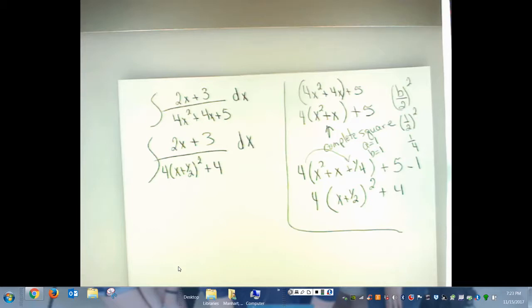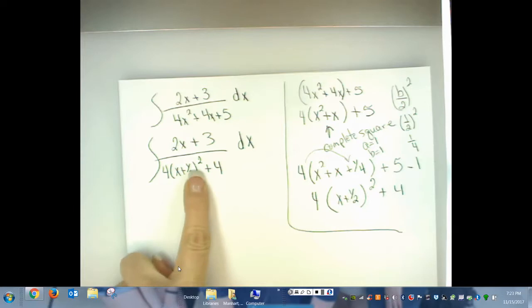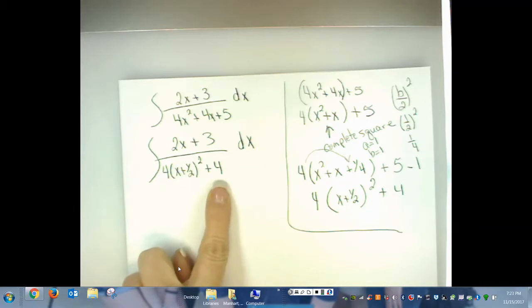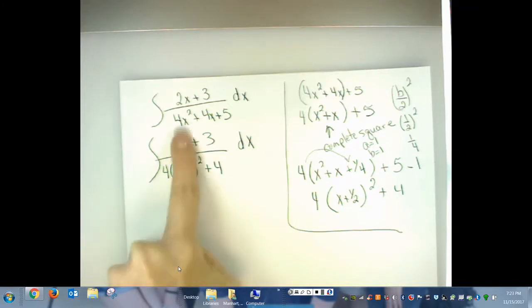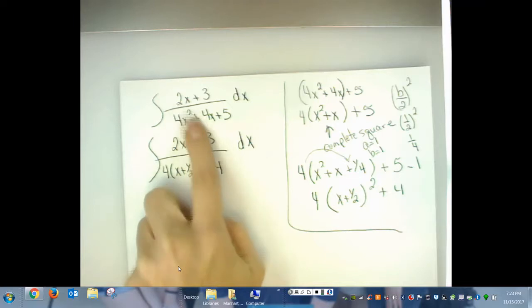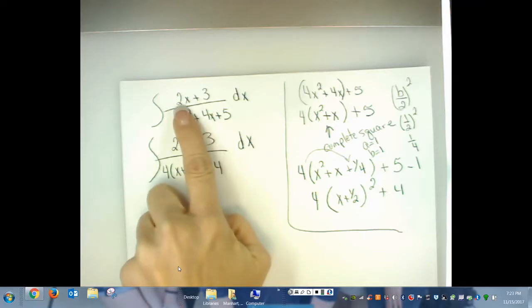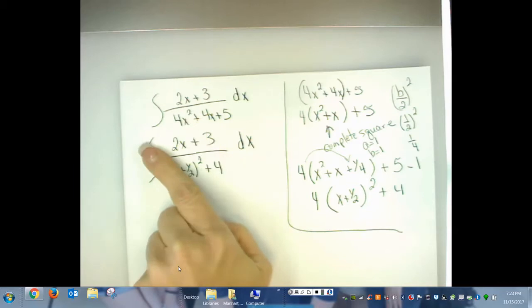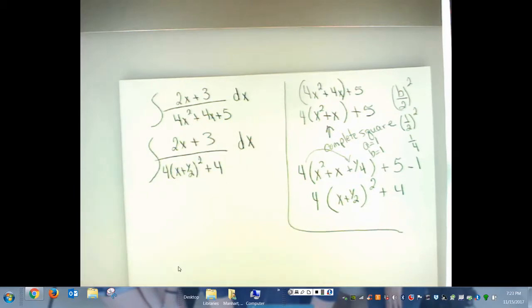And then you could think about things you could do. Technically, I could write my denominator as a sum of squares. This would be 2 times x plus a half quantity squared plus 2 squared. You would not want to FOIL everything out because you just get back to where you came from. And this is a rational expression, so long division's not working. The degree of the numerator is 1, the degree of the denominator is 2. So we had no choice but to complete the square.